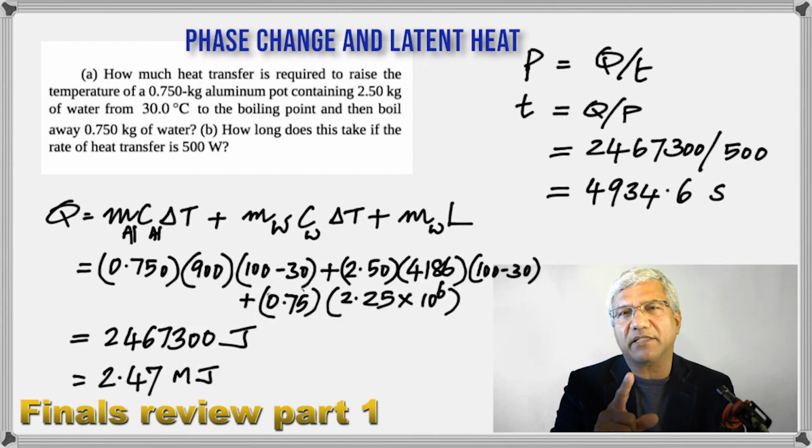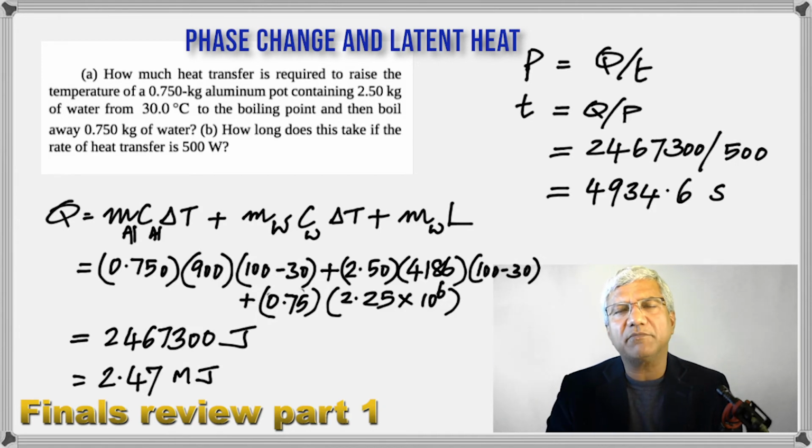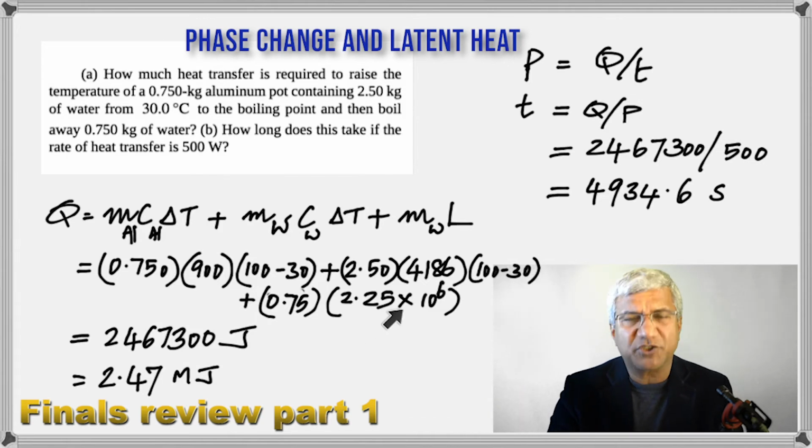So there are two latent heats. One is the latent heat when ice changes into water. That's called latent heat of fusion. The other is when water changes into steam. It's called latent heat of vaporization. Obviously, the latent heat of vaporization is much higher. Here we need the latent heat of vaporization, which will again be given. So when you do the math, you get that big number, which is 2.47 mega, which stands for 10 to the power 6 joules.